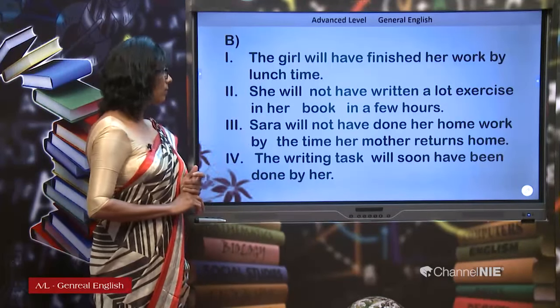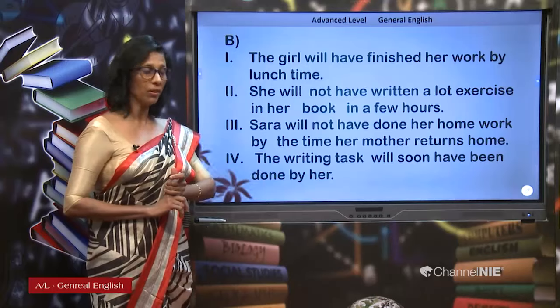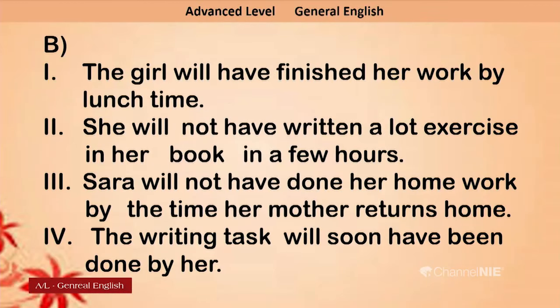The next one. Sarah will not have done her homework by the time her mother returns home. By the time her mother returns home is the time to indicate future, right? Can you remember in a previous example it was there, by the time you come home. So likewise here I have used by the time her mother returns home. Sarah will not have done, negative.